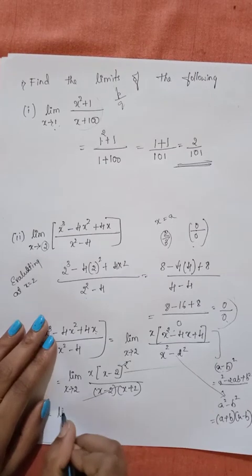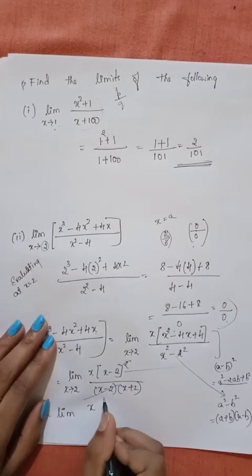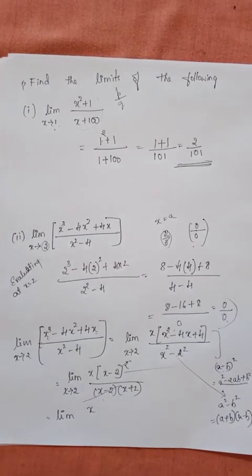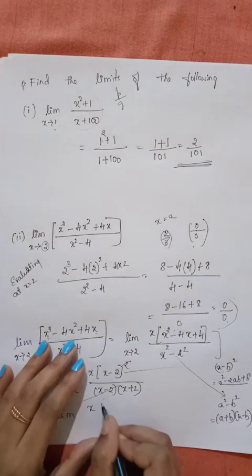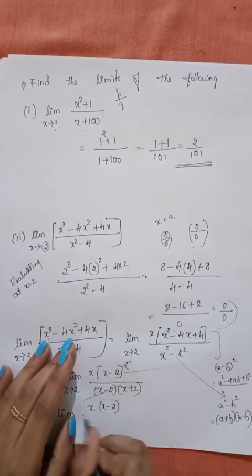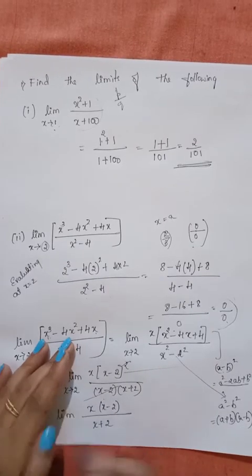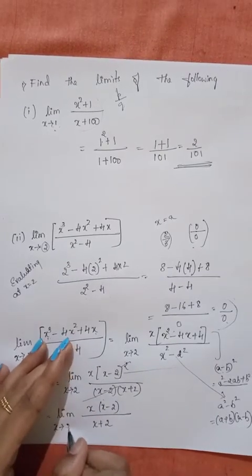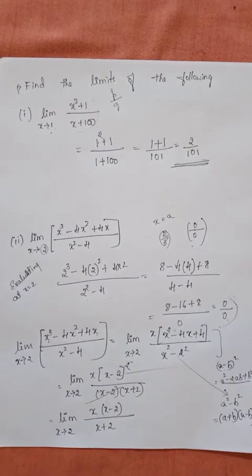So, what is remaining? Limit x tends to 2, in the numerator it was (x minus 2) whole square. From that we have cancelled one (x minus 2). What is remaining? (x minus 2) is remaining, divided by (x plus 2). So somewhere we have simplified our function.